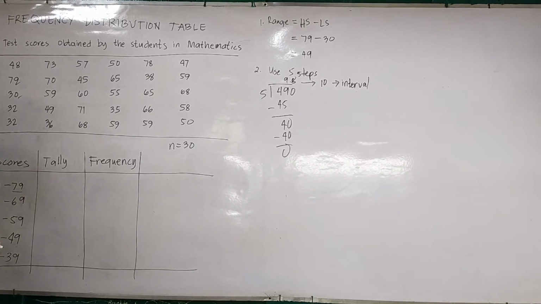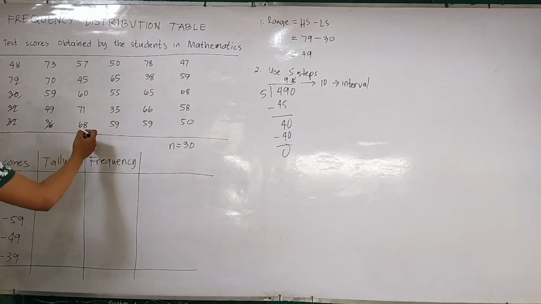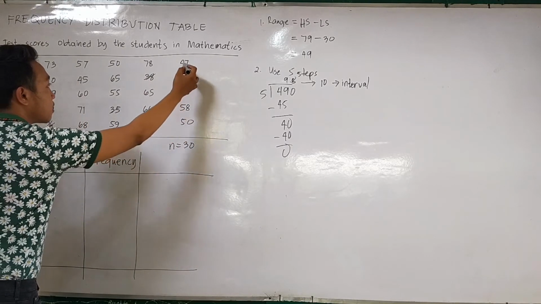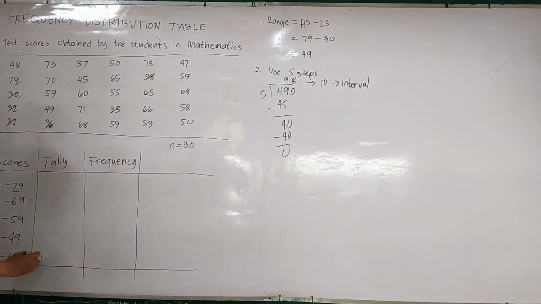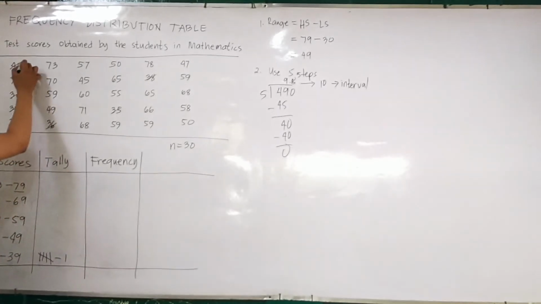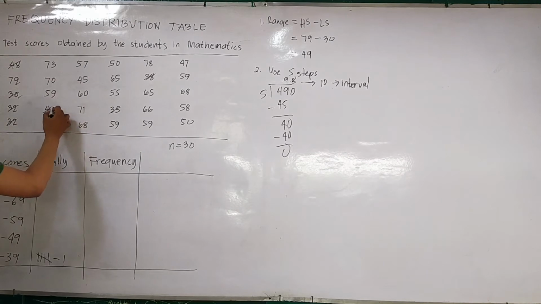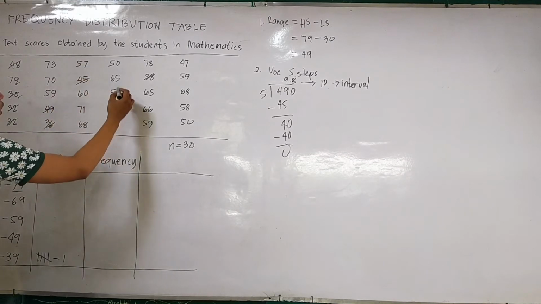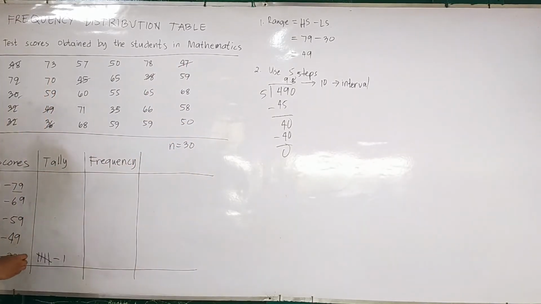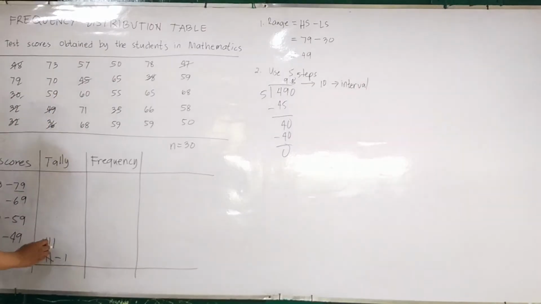So we make these steps, 30 to 39: 1, 2, 3, 4, 5, 6. We have 6. Next group will be 40 to 49: 1, 2, 3, and 4.